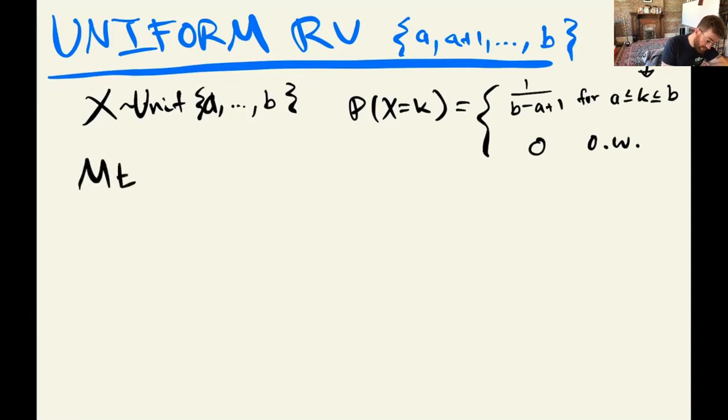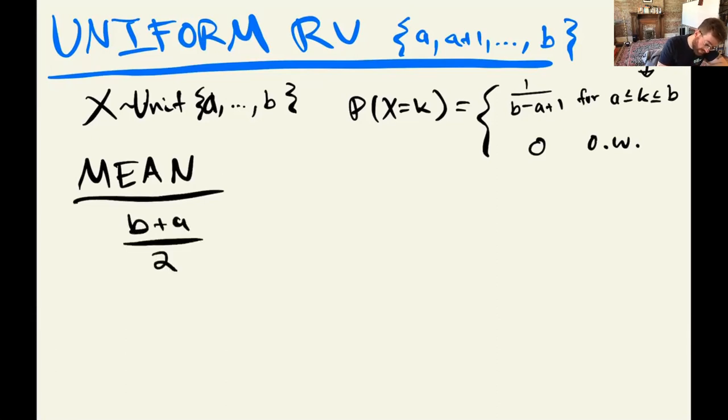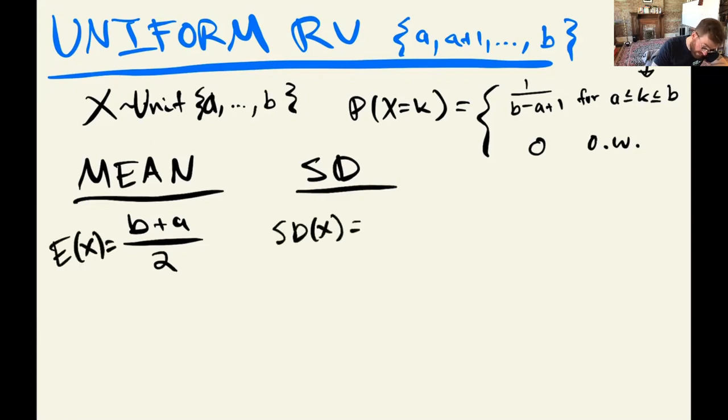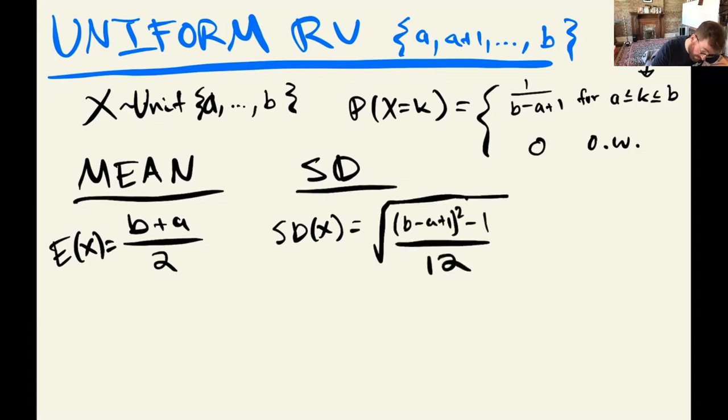Now, what's our mean? Well, pretty easy to see. It's taking the two endpoints, adding them and then dividing by 2. That's just the average value that comes out of this. Standard deviation is a little more complicated. So E of X equals this, and then SD of X equals the square root of (b minus a plus 1) squared minus 1, divided by 12. And this is something you can derive or take on faith, or at least have it handy as a reference.